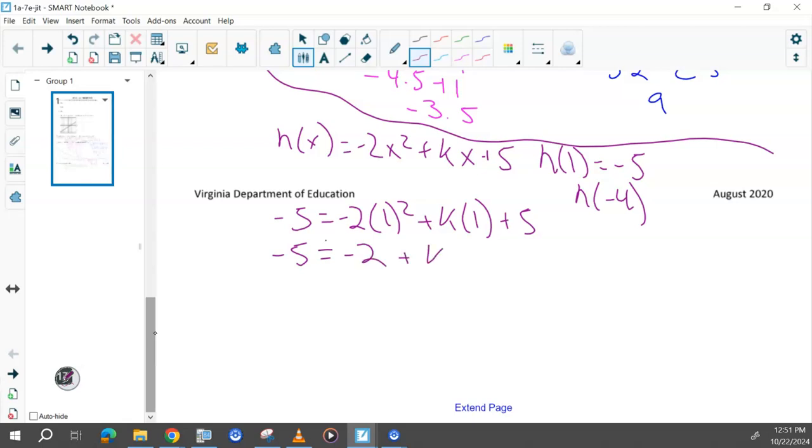This is just k plus 5. I can combine these like terms to get 3. And then subtract 3 so that k equals -8. And once I have that piece, go back, put that in, and find h of -4. I'll do that over here.